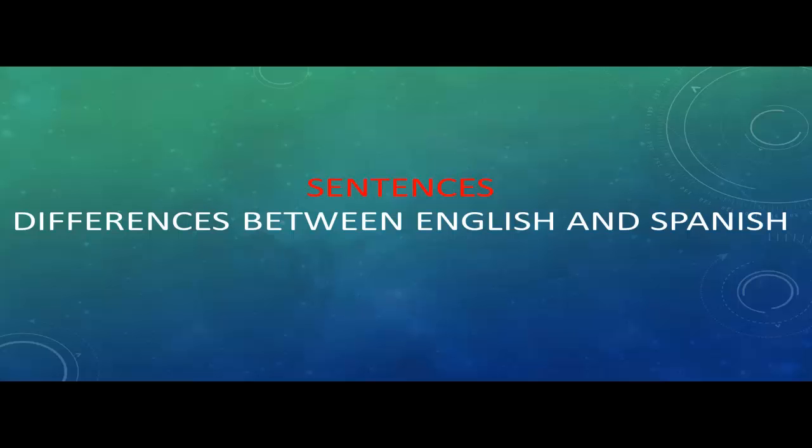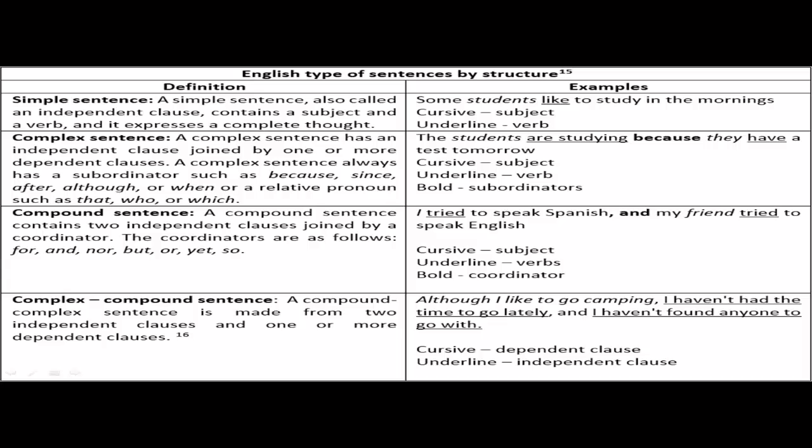The first difference that we find between English and Spanish sentences is the way to classify the sentence by structure. In English, we find simple, complex, compound, and complex compound sentences. In Spanish, we only find simple and complex sentences, as a similarity with English, but Spanish has 2 more classifications of sentences that are not in English. These are unimembre and bimembre sentences.